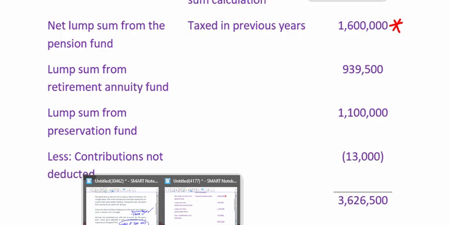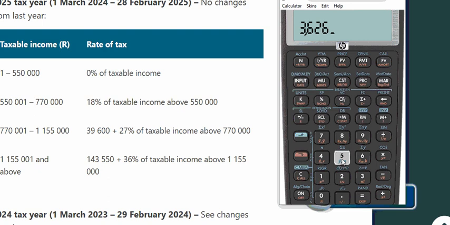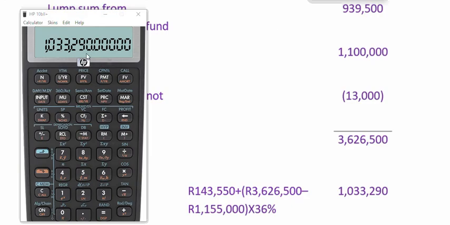For lump sums, 3,626,500. So what are we going to do? We're going to go to the actual tax table itself. 3,626,500. How much tax is there going to be? 3,626,500 minus 1,155,000 equals that. Times it by 36%, plus the 143,550. As you can see, the amount that we calculated on the calculator is the tax per the tables. So that's on the cumulative amount on all of the lump sums itself.